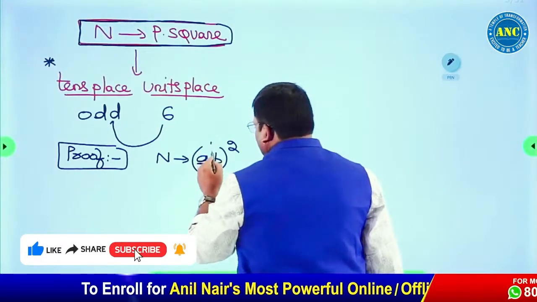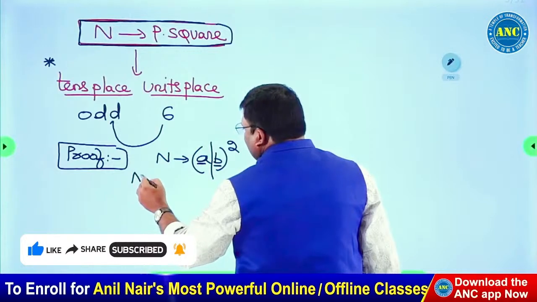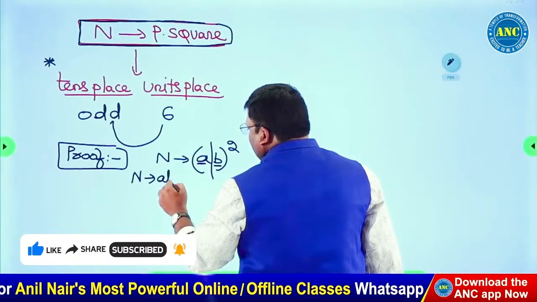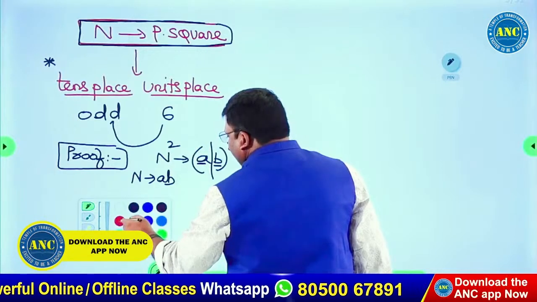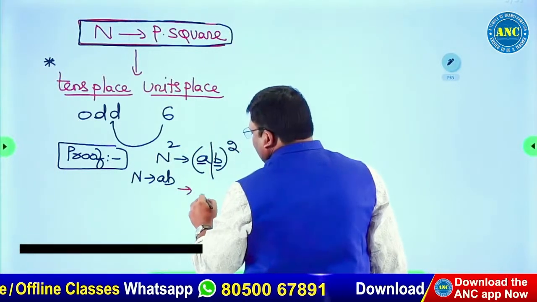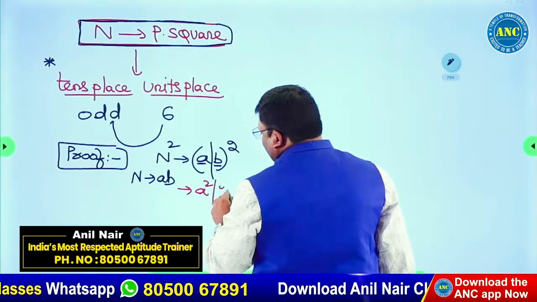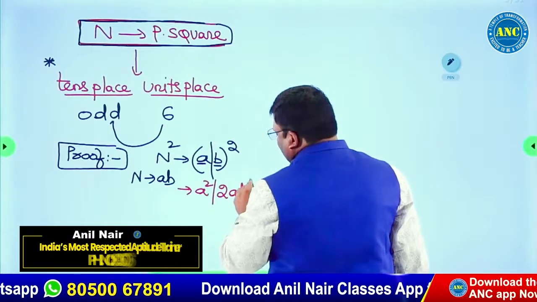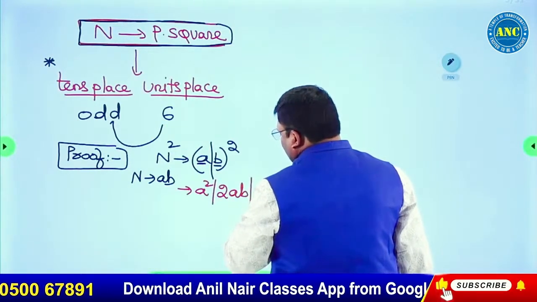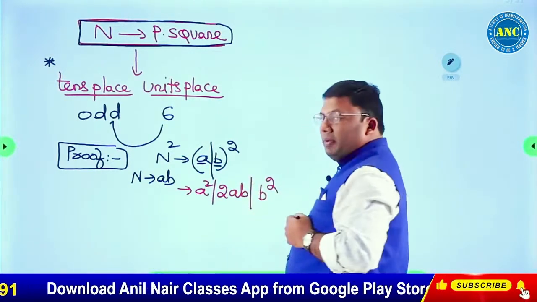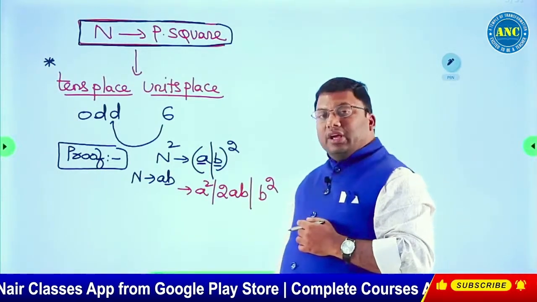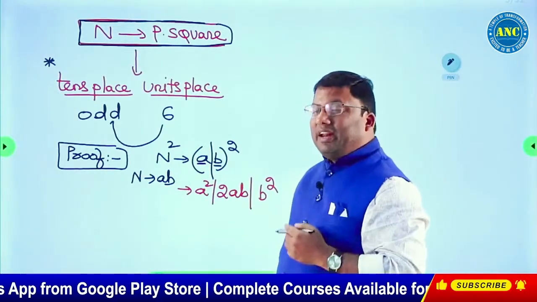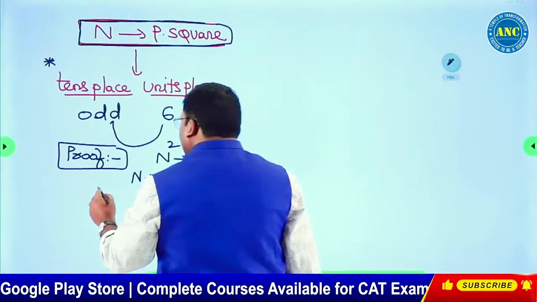If I square it, N is AB. I am squaring it, AB whole square, so it becomes a perfect square. So A plus B whole square is A square plus 2AB plus B square. Very, very important, please listen carefully.